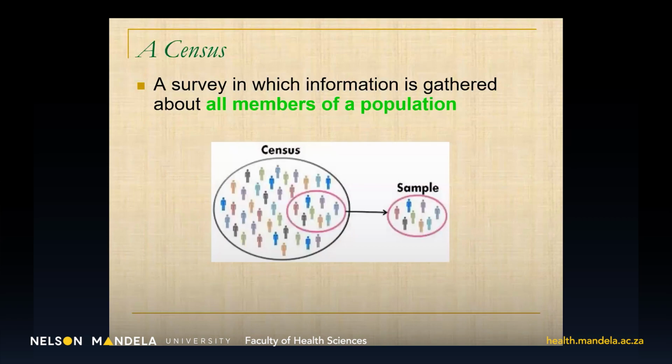I've just mentioned census. A census is a survey in which information is gathered about all members of a population. I've given you a nice picture here. So a census is everybody in Despatch, and then a sample will be a number of people that we met in the main street of Despatch. We selected a number of people there. That is a sample, but a census is everybody.